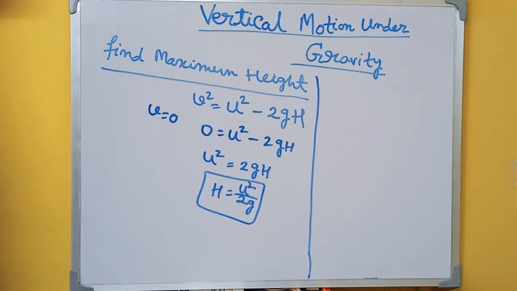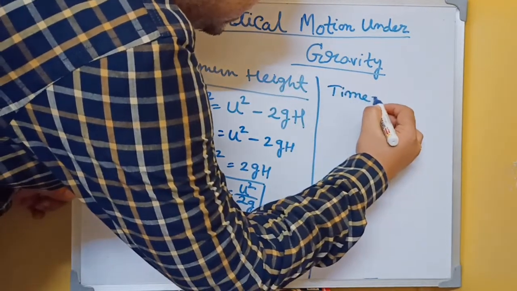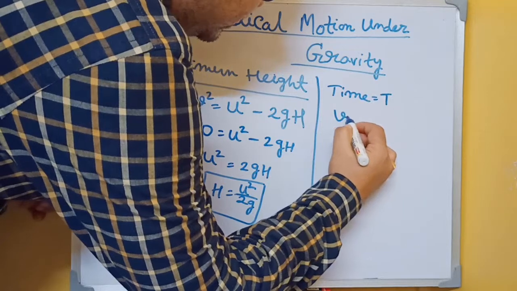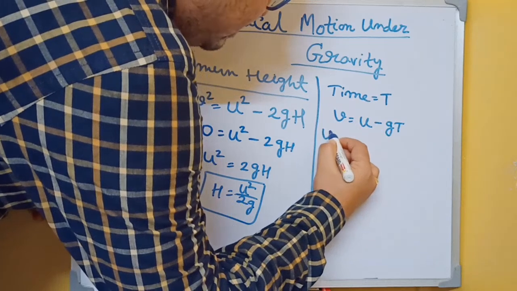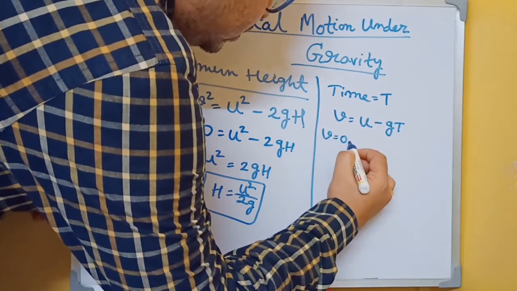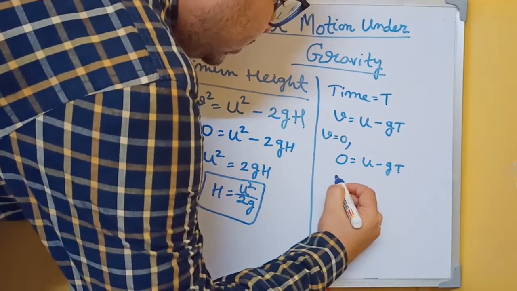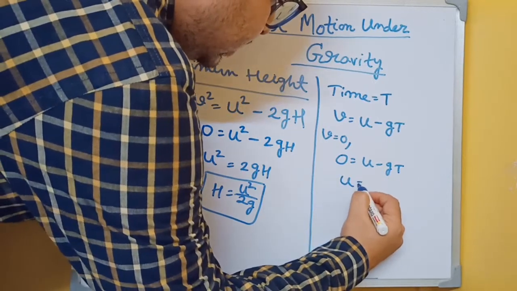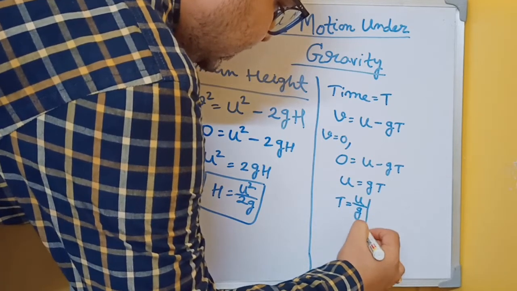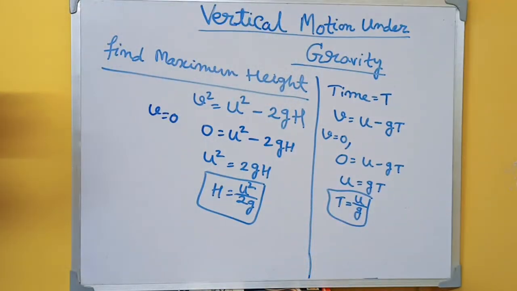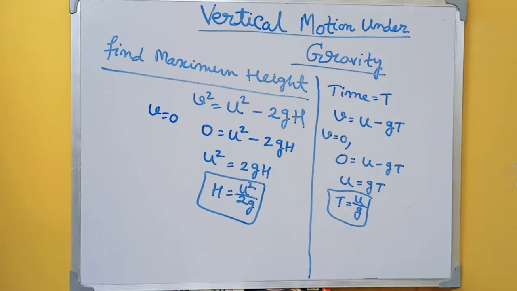Now the time taken to reach the maximum height. Let the time be t. We know v is equal to u minus gt. For the maximum height, v is equal to 0. So 0 is equal to u minus gt. How much time is required to reach the maximum position? Then u is equal to gt, so t is equal to u by g. This time is required to reach the maximum position.